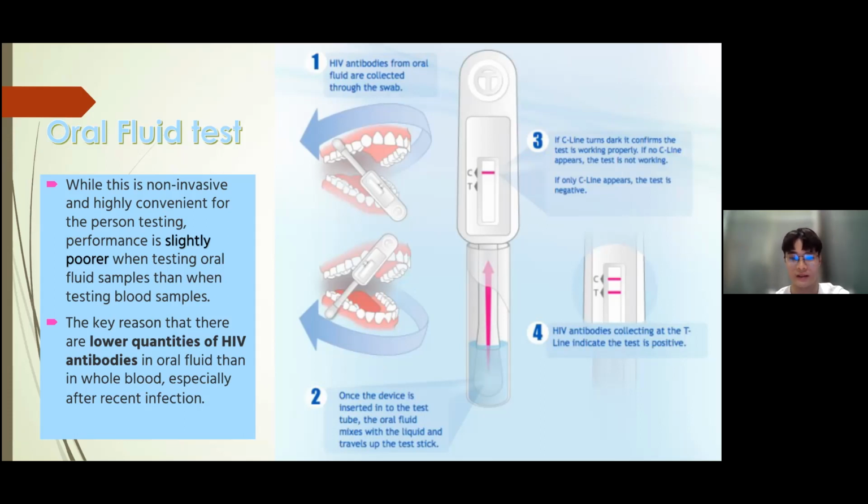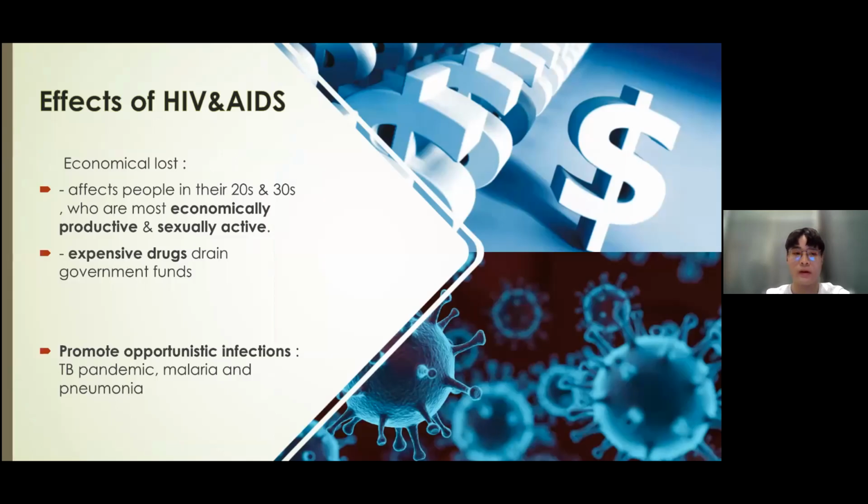Next slide, please. Now I'm going to roughly explain the effects of HIV and AIDS. The first effect is economic loss. HIV and AIDS affect people in their 20s and 30s, who are most economically productive and sexually active. What this means is that people in their 20s and 30s work hard for their life and earn more money.